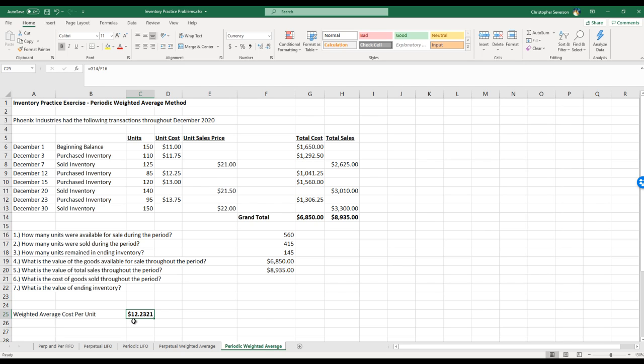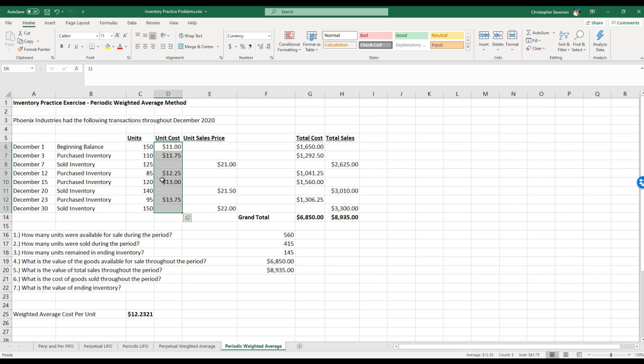Now, the good thing here is that this method is so easy because once you get this calculated, this tells you that every unit that's in ending inventory is worth $12 and about 23 cents. Every unit that's in cost of goods sold, or every unit that's been sold, the cost was about $12.23. If you just quickly take a look up here at the actual costs, $12.23 is pretty close to right in the middle. It's not going to be a simple average of just adding these costs and dividing by 5. There are 5 different costs here. If we did that, we would actually get $12.35, as you can see down here.